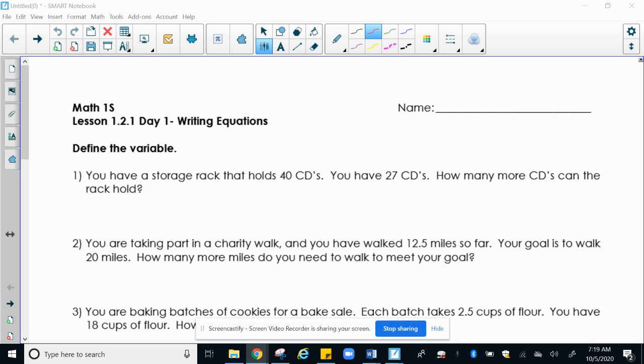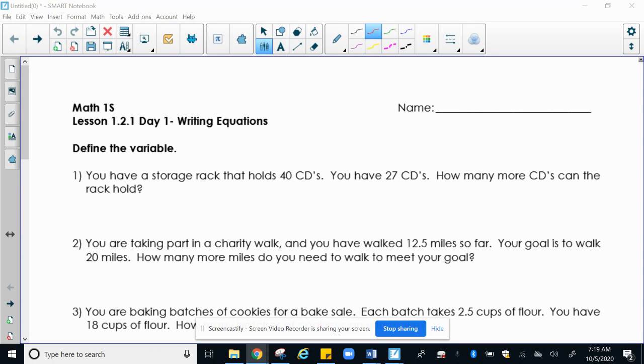All right, so we're starting working on translating real world context problems into an equation in order to solve a given context problem. So that's what we're going to be doing these next couple days in class. A big skill within that is going to be what we call defining the variable. So that's what we're going to start with in our notes.